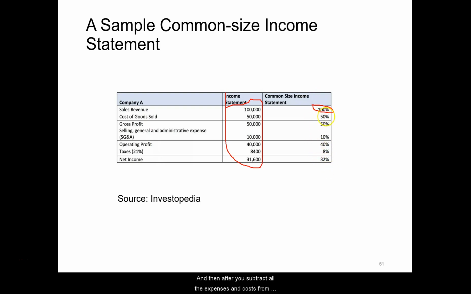And then after you subtract all the expenses and costs from the total revenue, net income is about 32% of the sales revenue. And by the way, this actually also tells you that the company's profit margin is 32%. You can also say the company's gross profit margin is 50%, operating profit margin is 40%, and finally the net profit margin is 32%. Again, the numbers on the common size income statement are all about the percentage of each account over the total revenue.